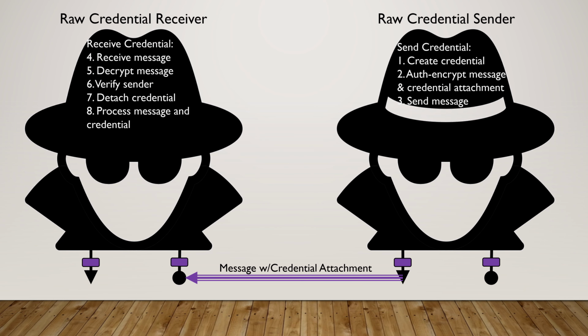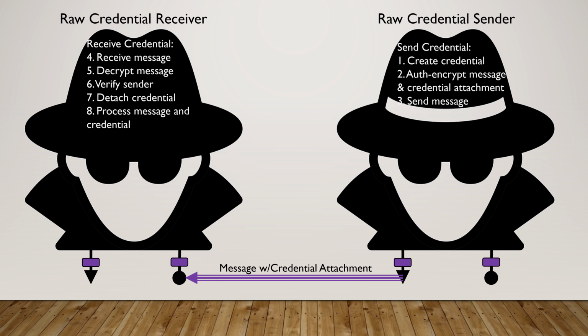So here is the raw credential sender receiver model. On the right hand side we have a DIDCOMM agent, and that DIDCOMM agent is sending a message with a credential attachment over to the receiver on the left. What are the steps the raw credential sender goes through? They create the credential, they auth-encrypt the message and that credential attachment, and then they send the auth-encrypted message over to the receiver.